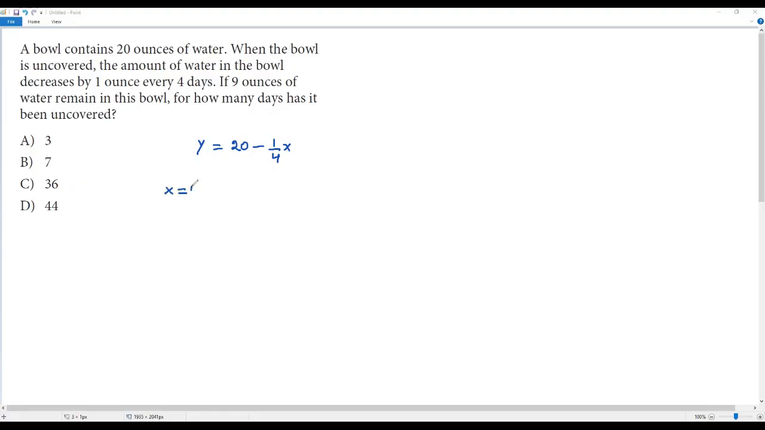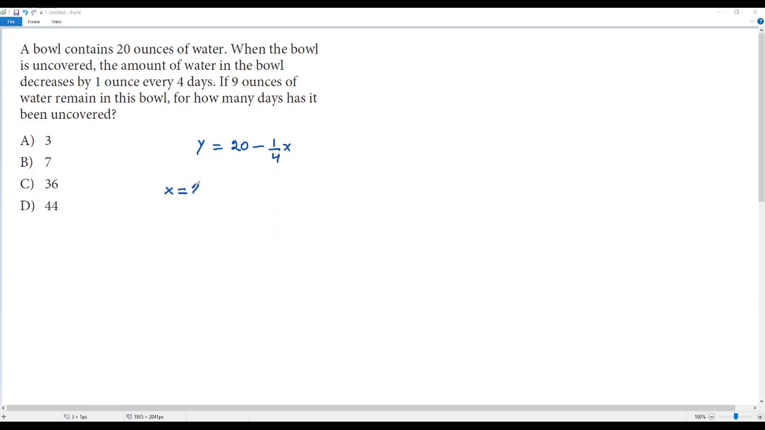Let me take x equals 4, that is 4 days. When I plug in x equals 4, what is the value of this? That is 1/4 times 4. This 4 will cancel out. The value of this is just 1. Then we have y equals 20 minus 1. So when I take x equals 4, that is for 4 days, the amount of water in the bowl decreases by 1 ounce.